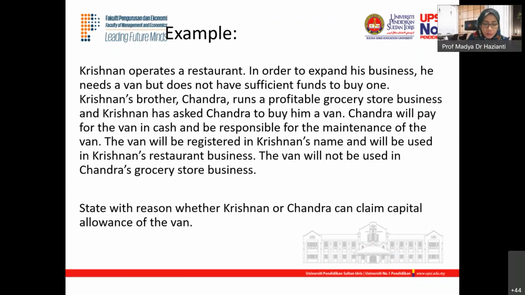So here we have Krishnan, operates a restaurant. In order to expand his business, he needs a van, but does not have sufficient funds to buy one. Krishnan's brother Chandra runs a profitable grocery store business and Krishnan has asked Chandra to buy him a van. Chandra will pay for the van in cash and be responsible for the maintenance of the van. The van will be registered in Krishnan's name and will be used in Krishnan's restaurant business. The van will not be used in Chandra's grocery store business. So state with reason whether Krishnan or Chandra can claim capital allowance of the van. What do you think?